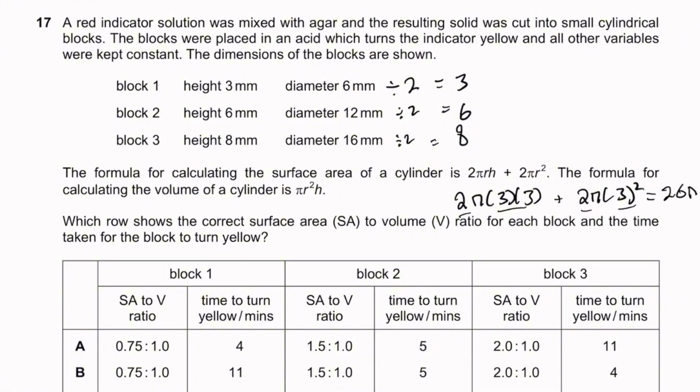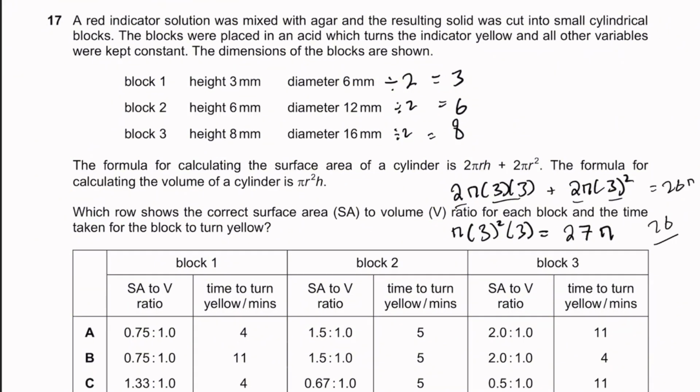Then to get the volume, you use pi r squared h, so pi times radius squared times the height of 3, which will be 27 pi. So if we divide now the surface area by the volume, 36 pi divided by 27 pi, the pi's are going to cancel, and you get approximately a 1-to-1 ratio.